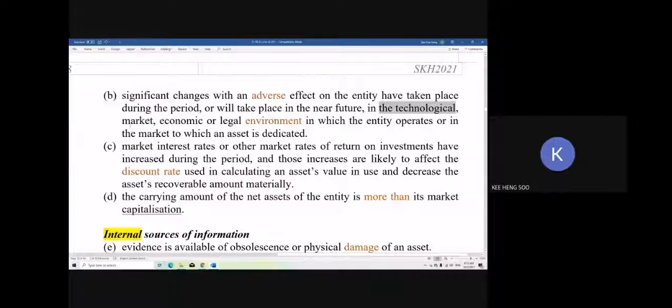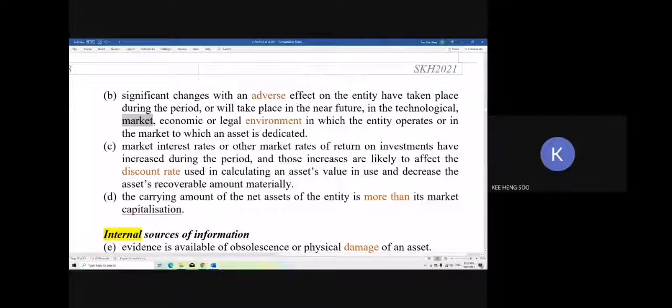Market, the participants, the buyer and seller, depends on the market environment. Does the product have a market or not? People want to buy or not? And do you have this product in the market or not? This is called the market environment.